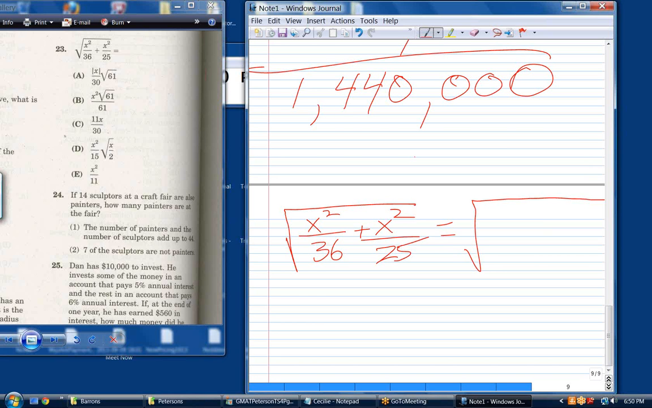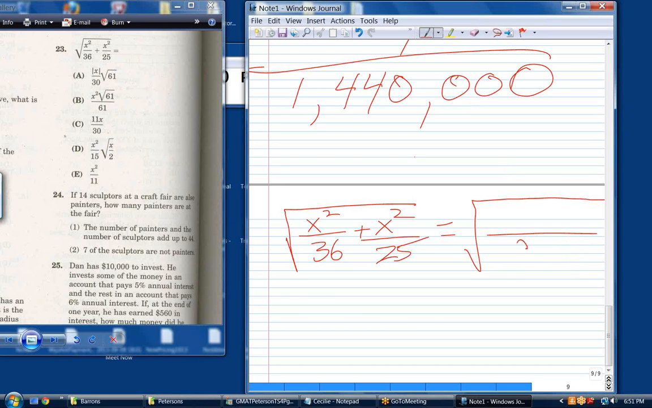Well, I really want to eliminate the square root. How would you add these 2 fractions? If I said, what's x squared over 36 plus x squared over 25 equal to? Well, you would find a common denominator. There you go. That's the secret. What's the common denominator going to be between 36 and 25? 36 times 25. 900. Okay.